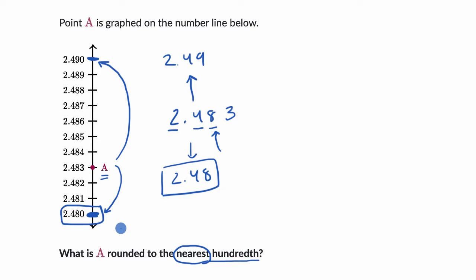Now, some of you might be wondering, what if you were exactly in between those two hundredths? What if you were right over here? Well, the rule that mathematicians have come up with is if you're exactly halfway between those two points, you should round up. But that's not the scenario that we saw in this question. So A is clearly closer to 2.48. Let's do another example.